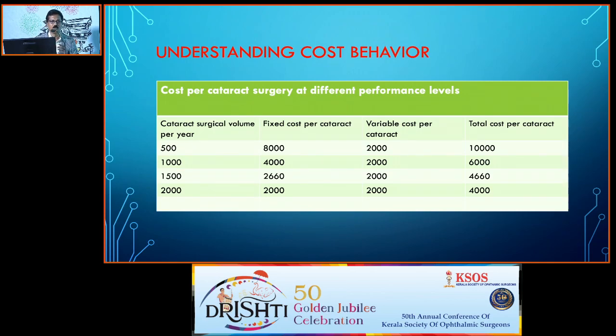You can still manage with the same number of staff, the same place and the same equipment. But you find here that your fixed cost per cataract comes down. If you increase the surgical volume by double, it comes to half, 4,000. So your total cost per cataract comes to 6,000. And if your package rate is still 14, your profit would be almost 8,000.